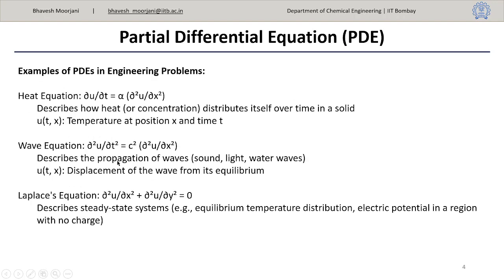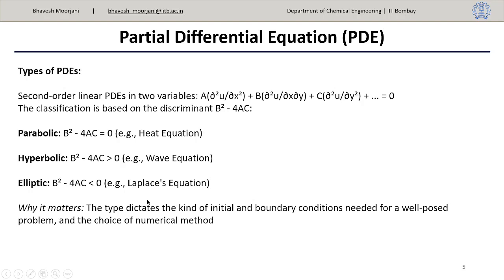And for the elliptical part, the Laplace equation, both coefficients a and c are 1, b is 0, so that becomes 0 minus 4, which is less than 0, so that becomes elliptical. Now this equation will dictate the manner in which your system will evolve, and what kind of initial condition and boundary condition you will need, right?